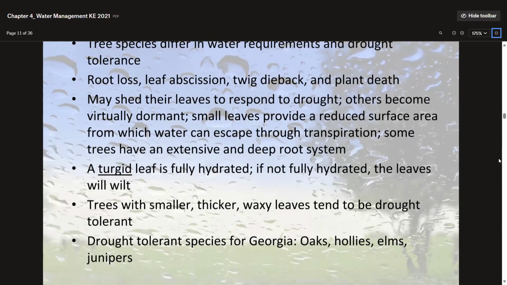Drought tolerant species for the Georgia region are oaks, hollies, elms, and junipers. Those do well when we have our droughts, right? They handle it better than other trees will and need less water than everybody else.